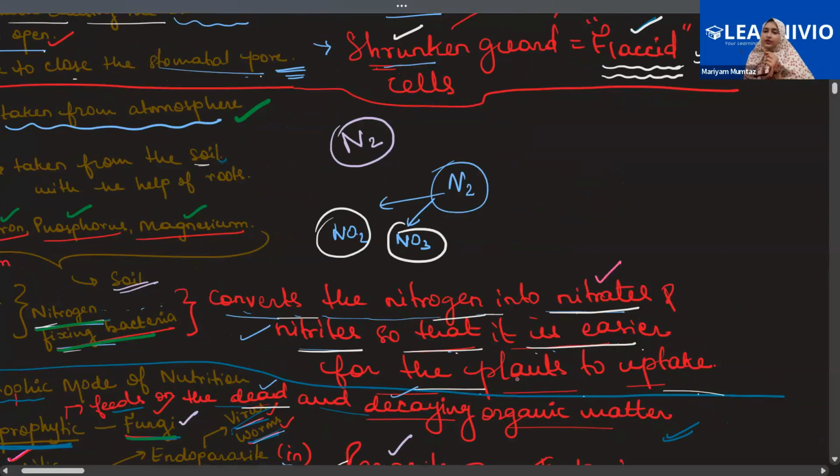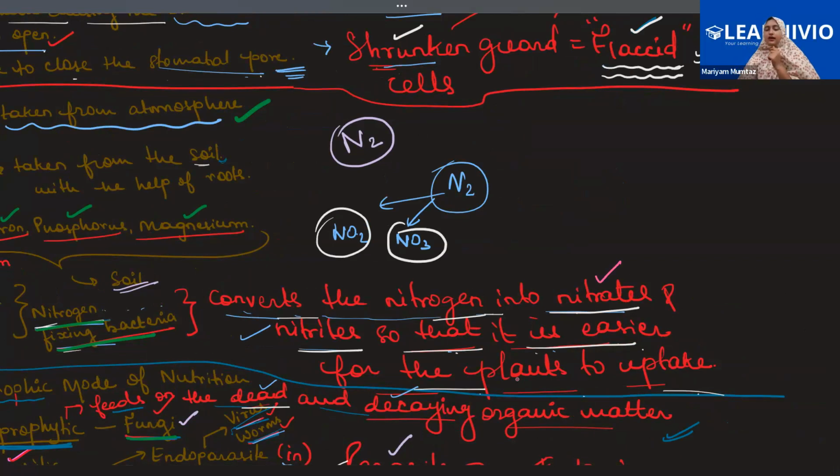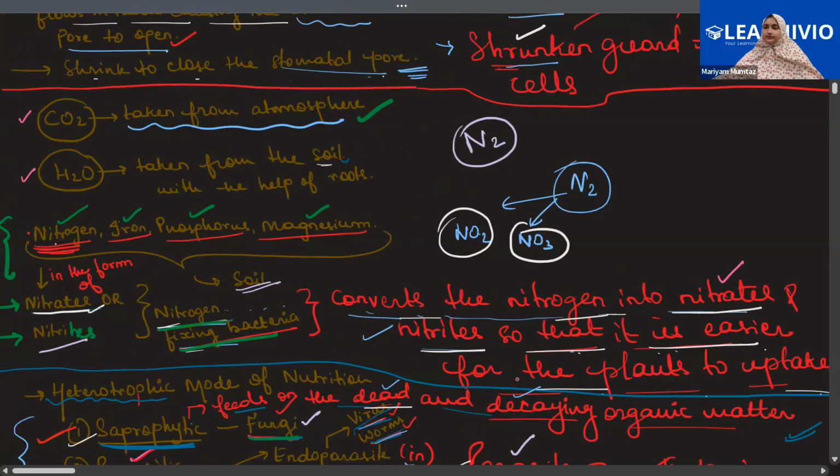Now, why do they do so? So that every single plant can take up, or you can say uptake, that nitrogen molecule in the form of nitrates. So, when we talk about nitrates or nitrites, these are the oxides of nitrogen. This much is clear, students?